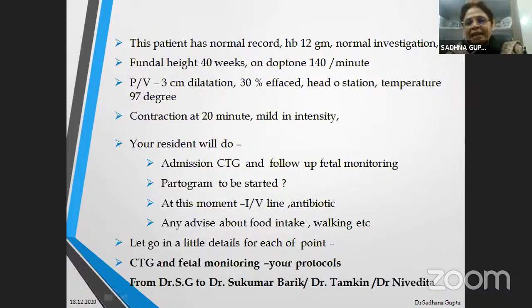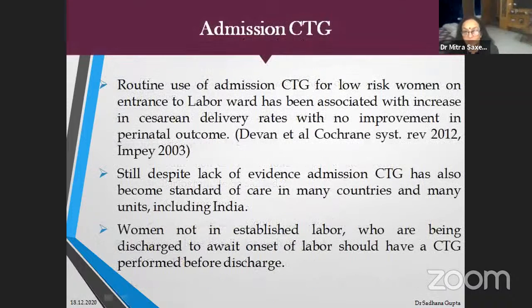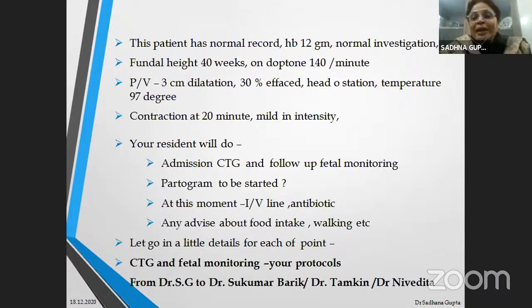So the first question, which is actually a good issue in medical circles all over the world in obstetrical care, is the admission fetal CTG. So what's your takeaway, Dr. Nivedita, Dr. Tamkeen, and Dr. Sukumar? Dr. Sukumar, we will start with you. He has done a very good webinar on CTG. Admission CTG, what's your takeaway? Is it necessary or not? And then we will go to Dr. Tamkeen and Dr. Nivedita. Dr. Sukumar, please.